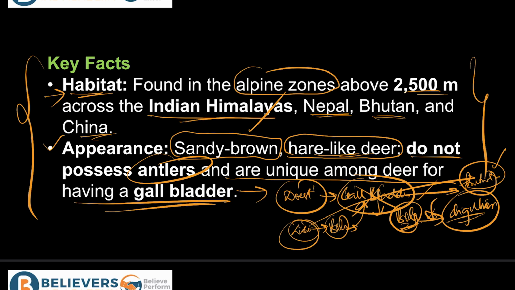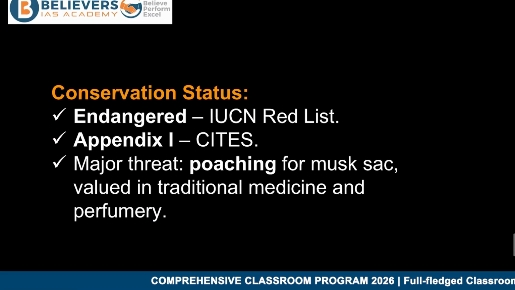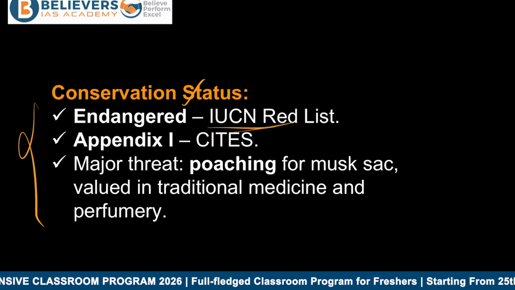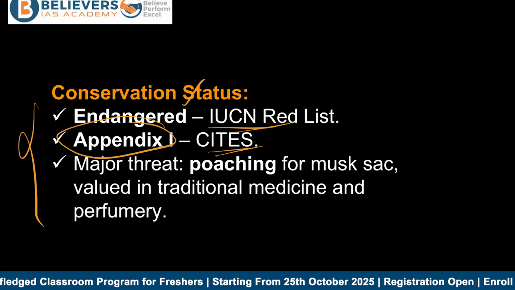But this unique species of deer has a gallbladder, which makes it absolutely important, and no other deer species in the entire world has this gallbladder. And talking about the conservation status, it is classified as endangered under the IUCN Red List, and in CITES it is classified under Appendix 1.